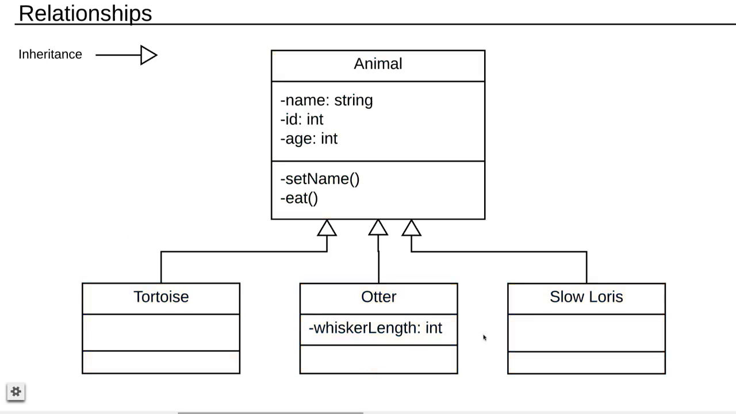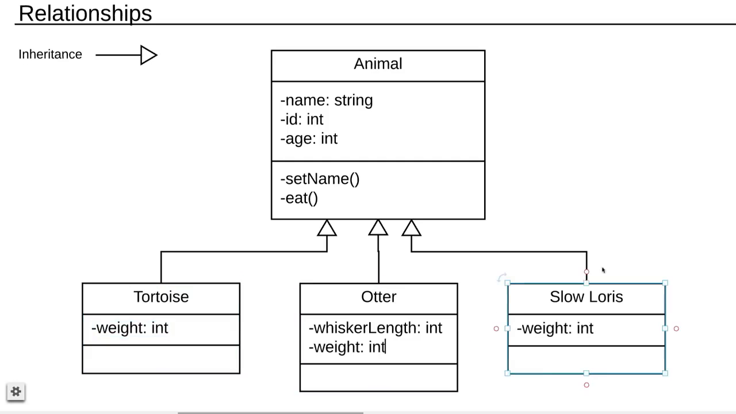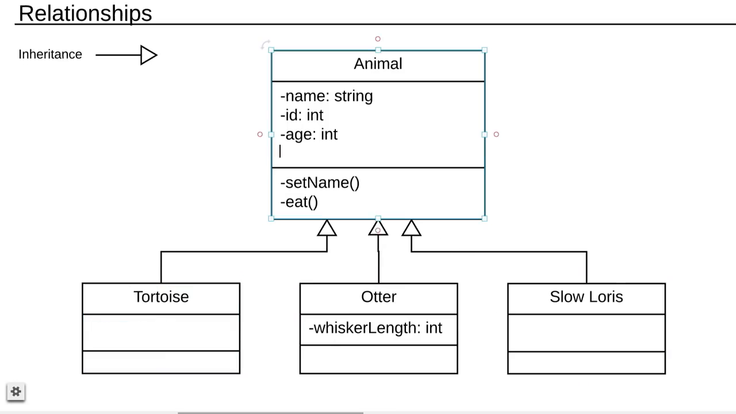One of the advantages of inheritance is that if we wanted to change or add an attribute for all animals, we wouldn't have to go in and make that change to tortoise, and then otter, and then slow loris. We could just make the change to the animal class and it applies across all subclasses.